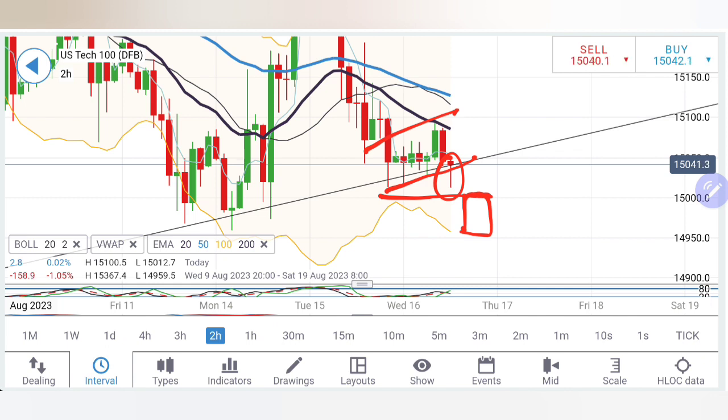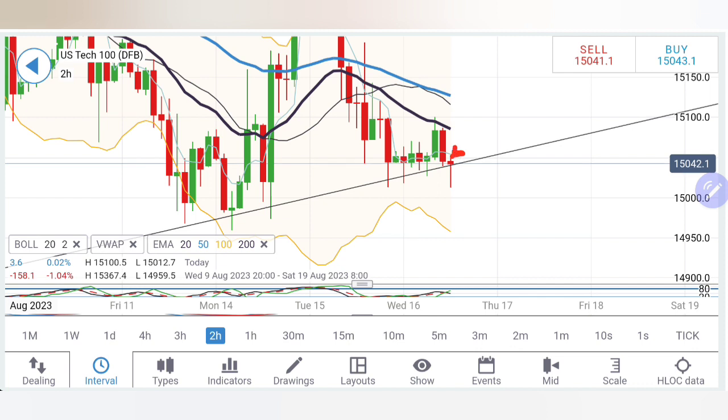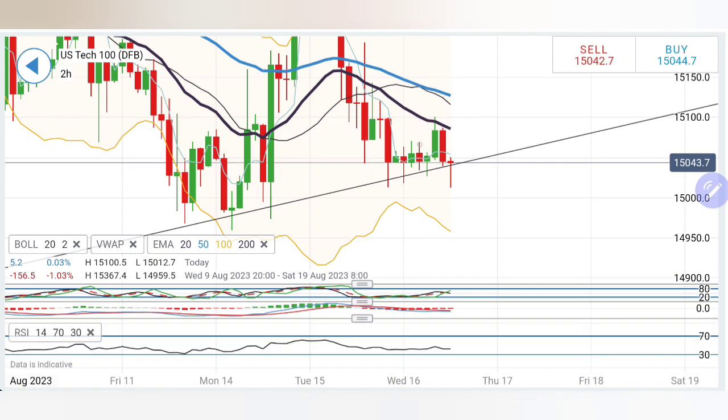Remember, 14,800 is the very strongest support. And then 14,600 is the ultimate support for Tech 100 in the near future. Right now, it is trying to reverse a bit. We can initiate a buy at 15,060, but then expect resistance is very important. Resistance at 15,100, then 15,140, 160 zone.